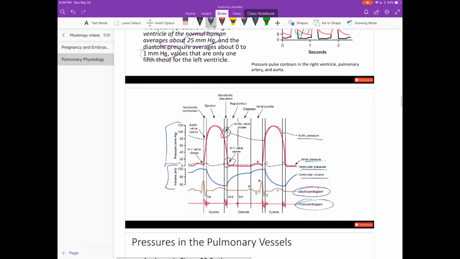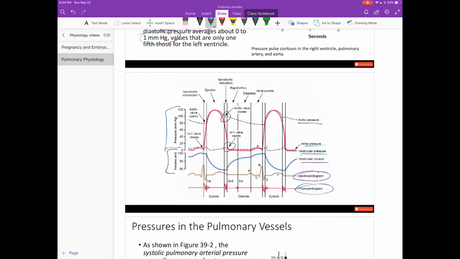That refers to the place where the aortic valve and the atrioventricular valves open and close. Notice there's a little difference in when the aortic valve is closing and the AV valve is opening, and vice versa on this side. So the bottom line of this figure that I'd like you to appreciate is that the aortic pressure follows the ventricular pressure at its apex. And you can see that right here and right here.